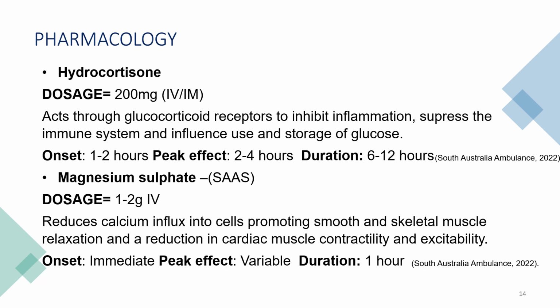Magnesium reduces calcium influx into cells, promoting smooth muscle relaxation and a reduction in cardiac muscle contractility and excitability. Our dosage here for magnesium is 1 to 2 grams IV. The onset is immediate, peak effect is variable, and the duration is 1 hour.